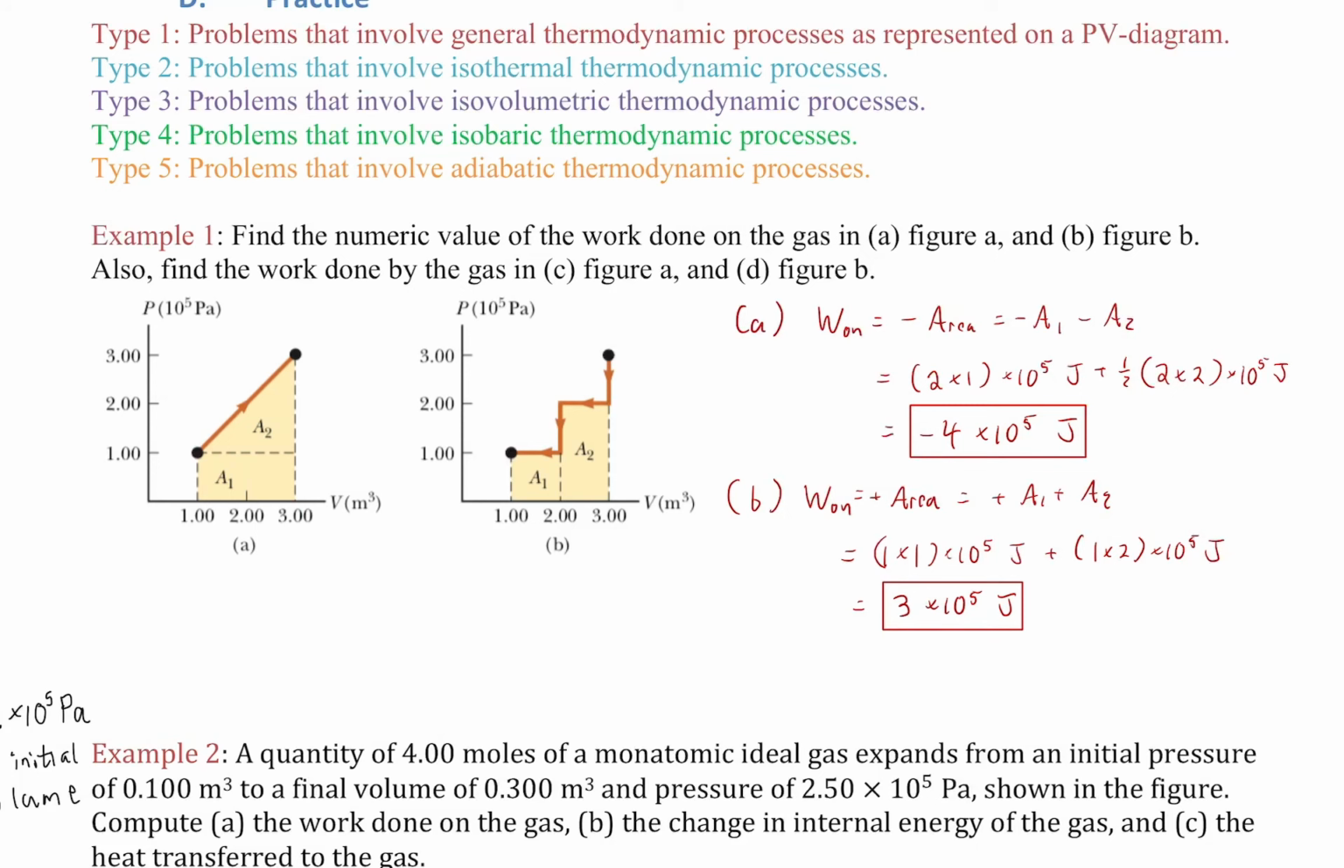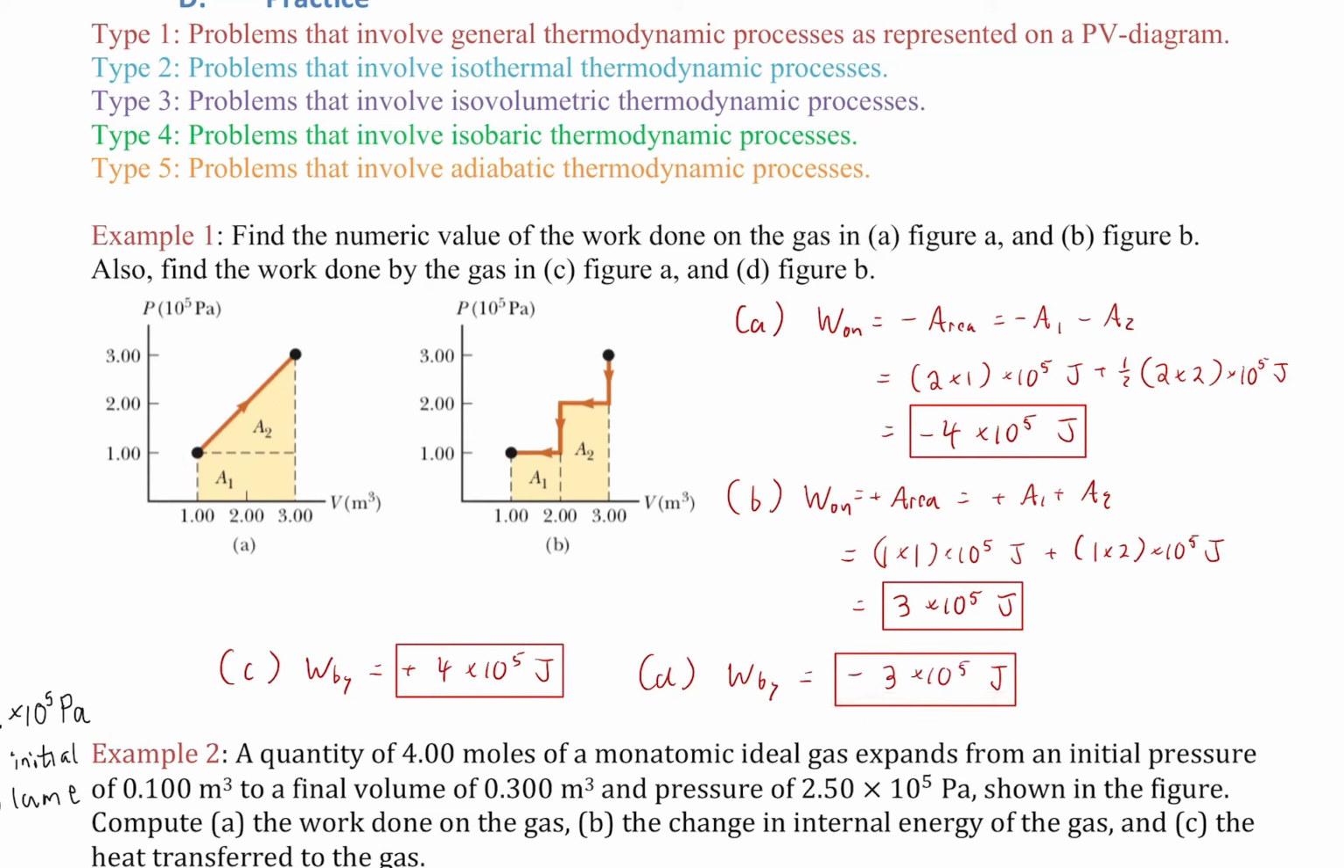All right, and then in C, I asked for the work done by the gas in A and B respectively, okay, for C and D. And so since C is just going to be the negative of the answer for A, which is positive 400,000 joules. Because of course, right? In this case, of course, work being done by the gas is positive because the gas is expanding, all right? Just the same reason that the work being done on the gas in figure B was positive because the gas is being pushed into contraction. And then finally, if we want to find the value of the work being done by the gas for figure B, then it will be negative, right?